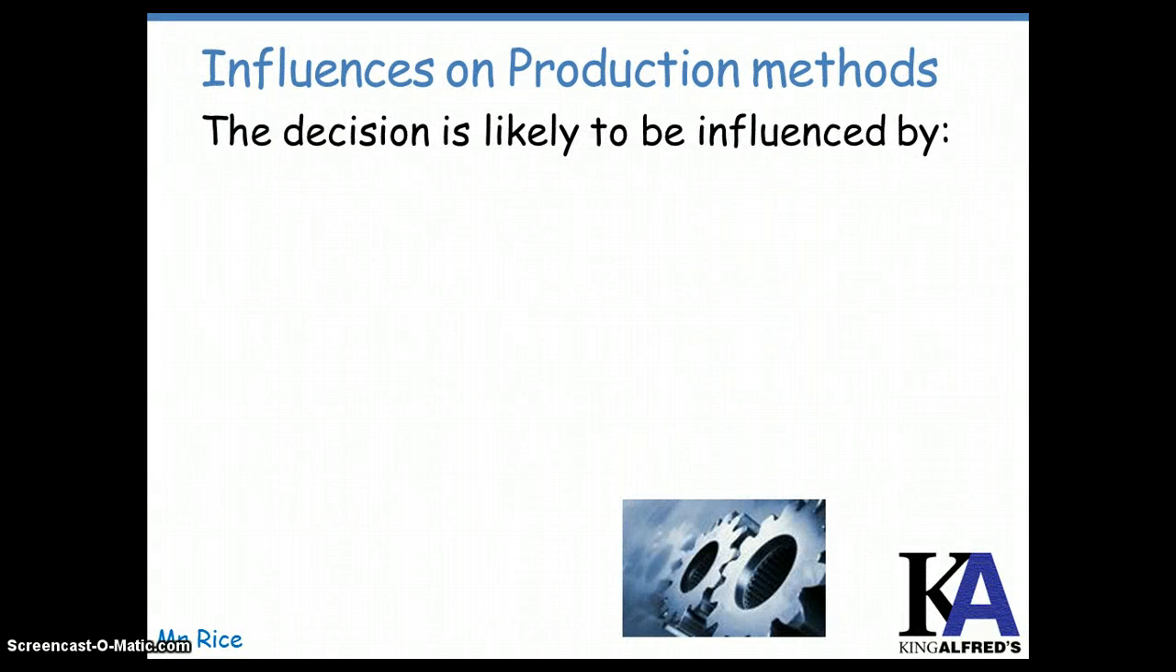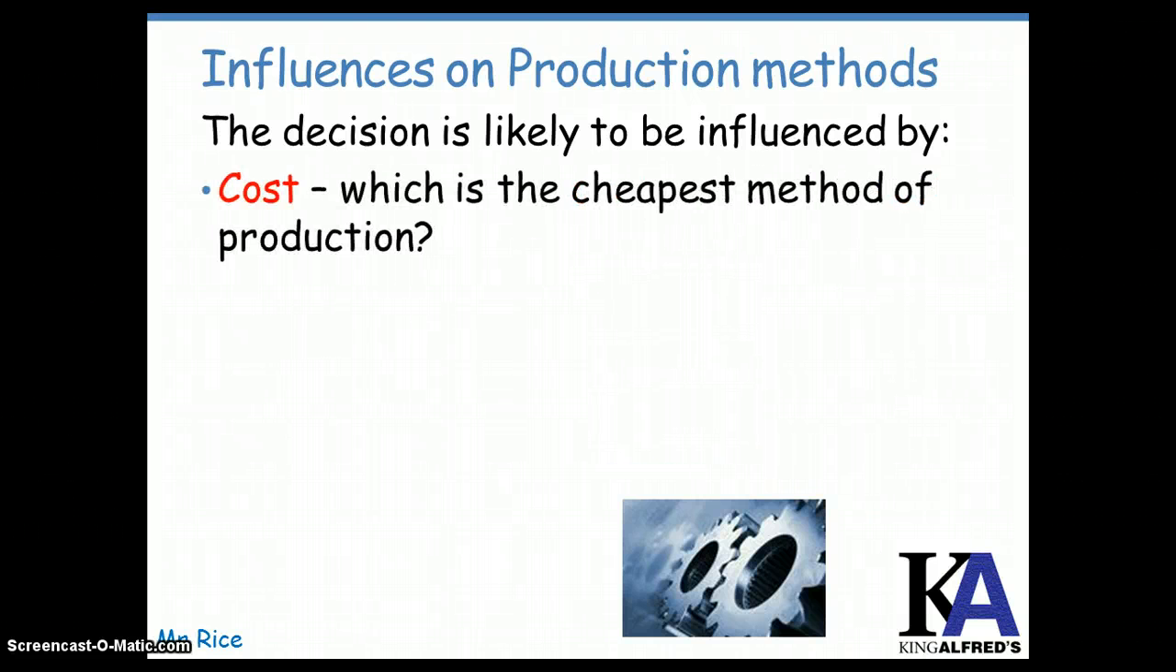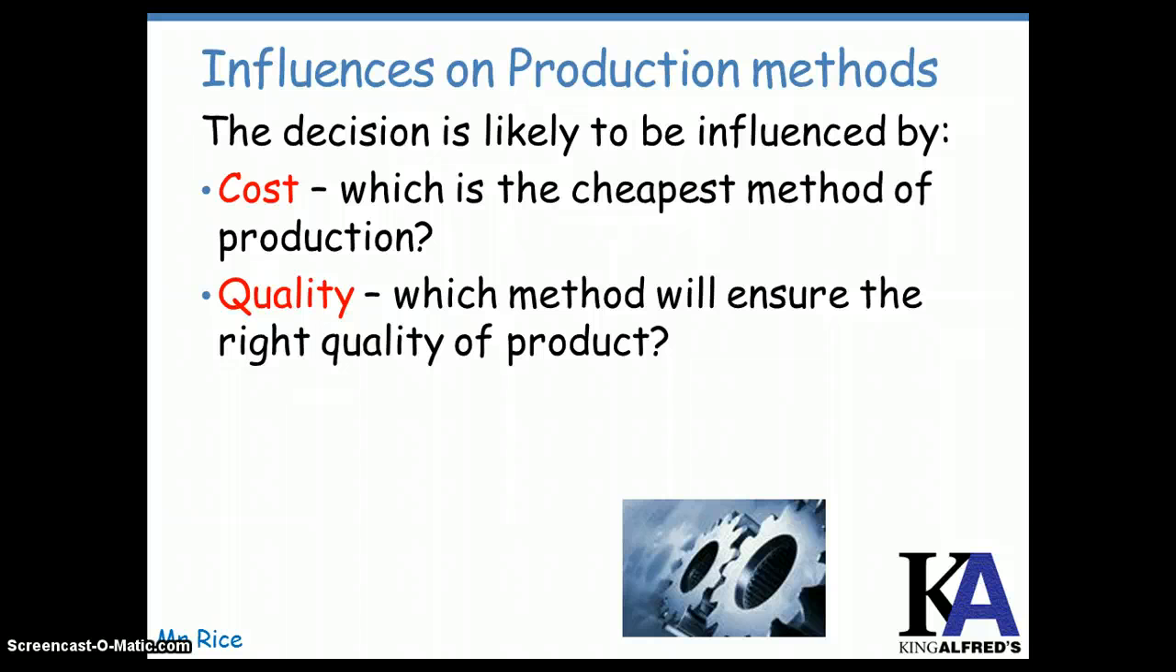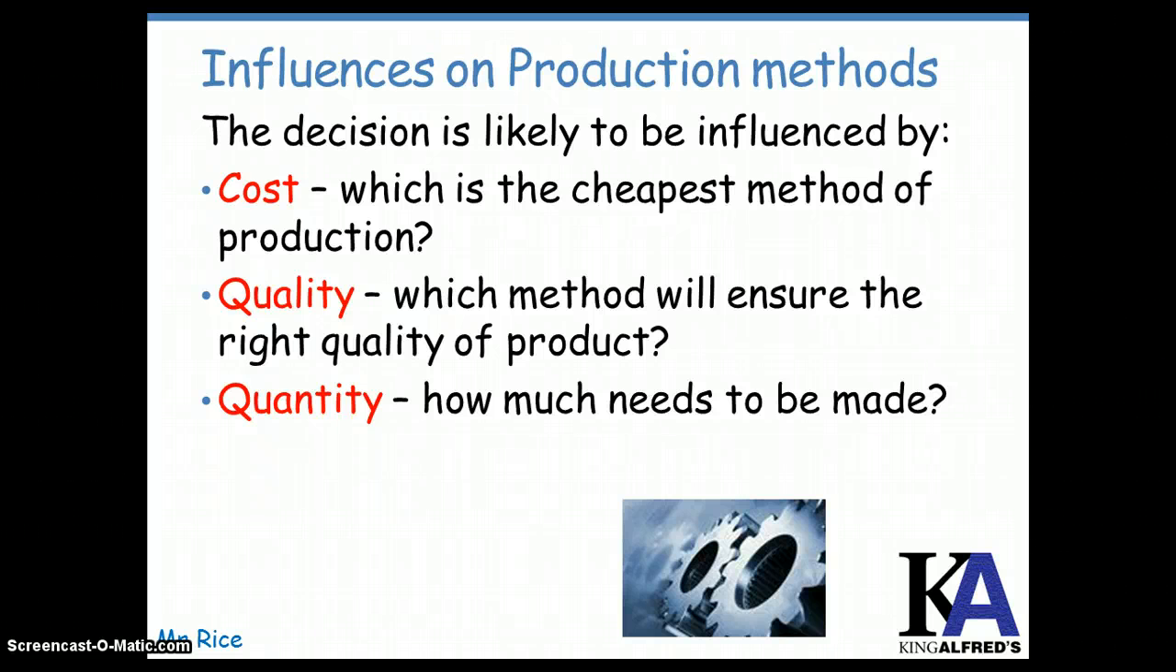So some influences on the methods of production. Business will be influenced by different things when they decide to do job or batch production. These could be cost, which will be the cheapest method to produce their product, quality, which method will allow them to create the correct quality that they desire, and quantity. Will the method allow them to produce enough products to fulfill the market?